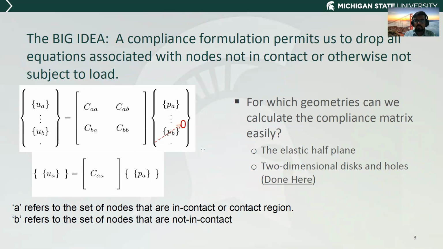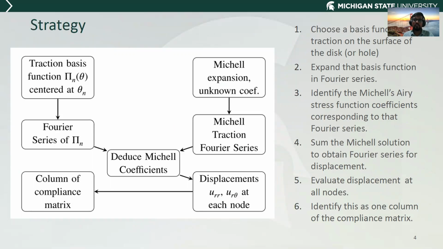Now the question comes up: for which geometries can we calculate the compliance matrix easily? There are very few geometries. One is the elastic half plane, and another is two-dimensional disks and holes, which is the study presented here. The basic strategy is first to choose a basis function for the traction on the surface of the disk or the hole, and then expand this basis function as a Fourier series. Also, identify the Michell Airy stress function coefficients corresponding to that Fourier series, and sum the Michell solution to obtain Fourier series for the traction and displacement.